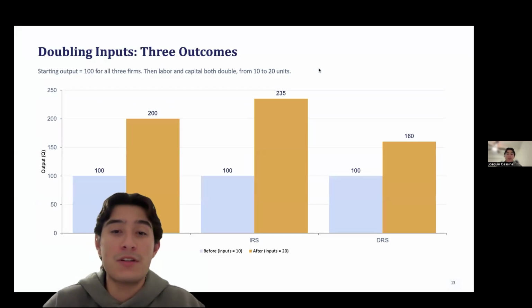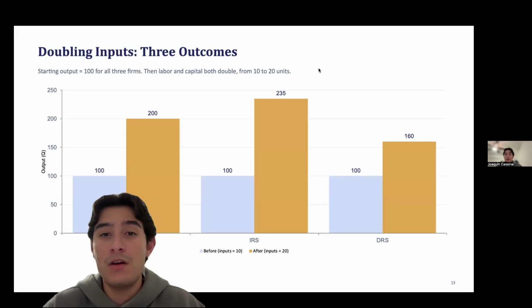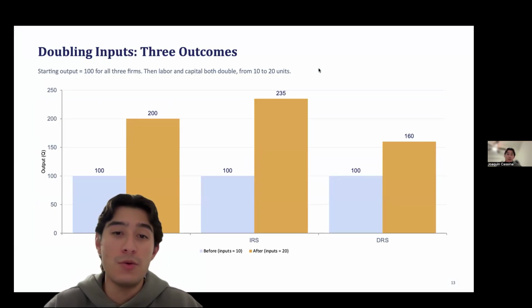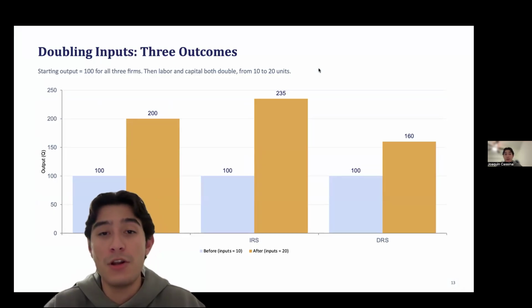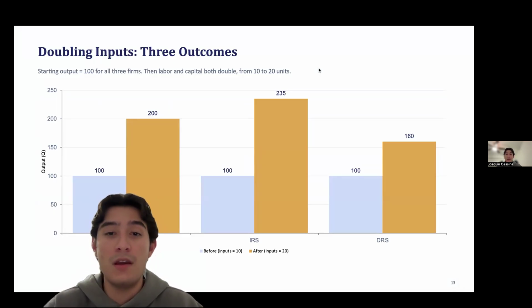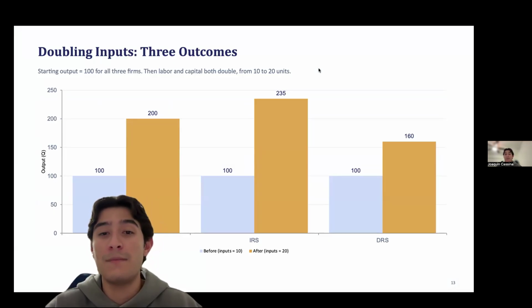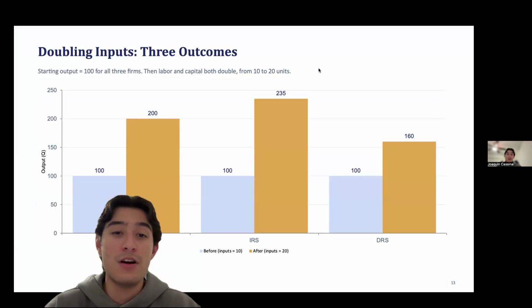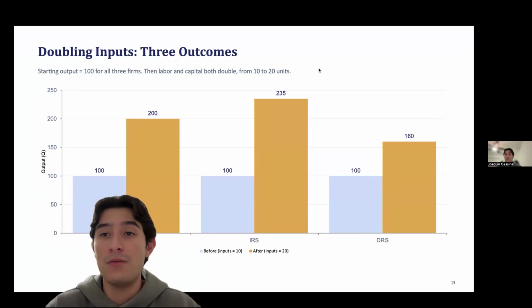Here's what it looks like with real numbers. All three firms start at 100 units of output, double their inputs from 10 to 20, and the CRS firm hits exactly 200. The IRS firm jumps to 350, more than double, and the DRS firm only reaches 160, which is less than double, even though the inputs are doubled.